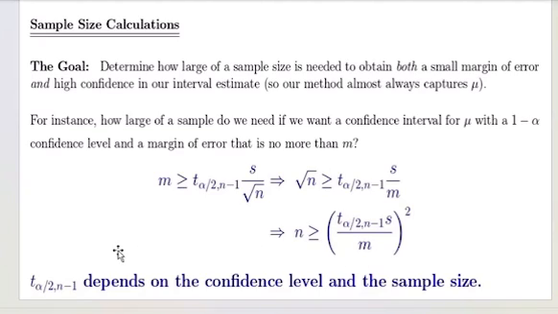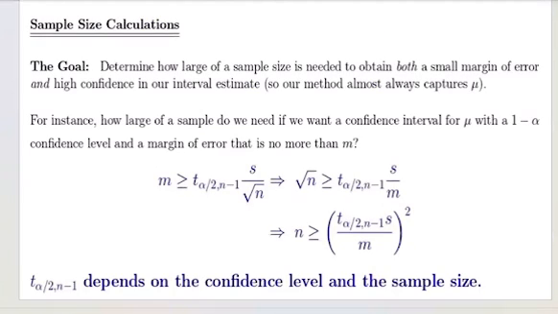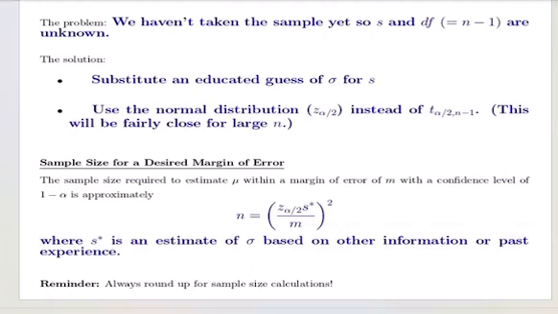N has to be greater than or equal to the T score times the standard deviation divided by the margin of error, all squared. Take a look at that. If you look at what you have here, you can see that here there's a Z, and in the other one, there's a T. I'm going to show you again. There's a T here, and here there is a Z.